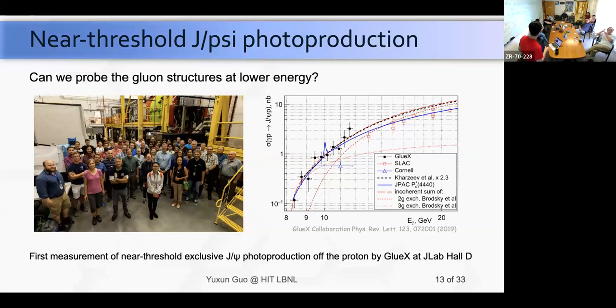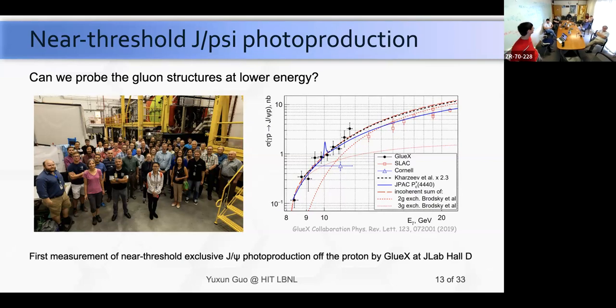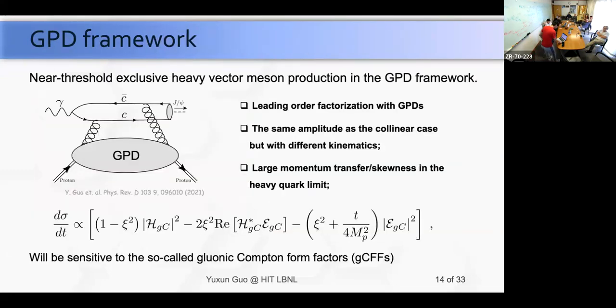So the idea is, can we study gluonic structure at low energy? There have been very nice measurements by the GlueX collaboration rather recently, and this has raised a lot of interest in the community: can we study this threshold production, which requires much less energy, and also probably has sensitivity to gluonic structure? And that's what we're doing here.